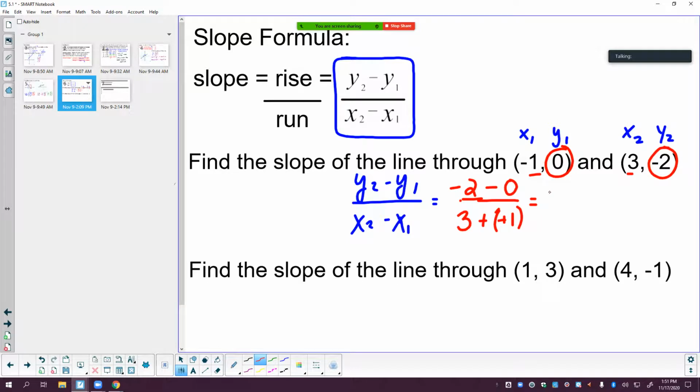So now I can simplify. Negative 2 minus 0 is negative 2. 3 plus 1 is just 4. And this is actually, for the first time, one that I can reduce. If you type negative 2 over 4 in MathXL, it's going to tell you it can be simplified, or it's right, but not all the way. So negative 2 over 4, I can simplify, divide both of those by 2, and that will give me negative 1/2 for my slope.